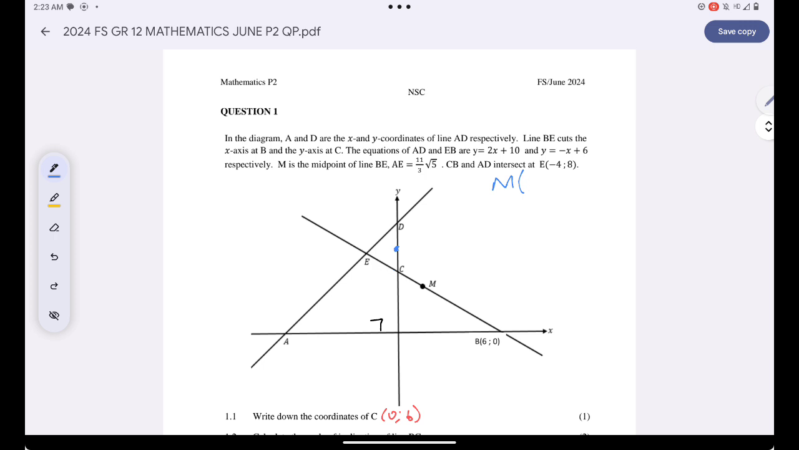The midpoint, let's first find the coordinates of M. M is the midpoint of EC, right? The midpoint will just say -4 plus 6. Yeah, now I remember. M was 1 and 4. I think I remember now. Yeah, M was 1 and 4. Okay.